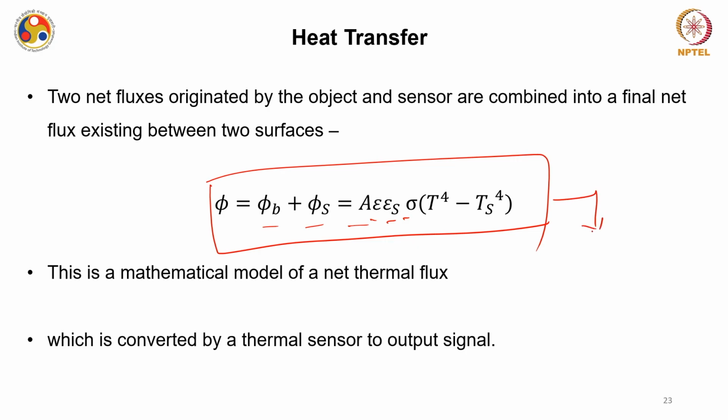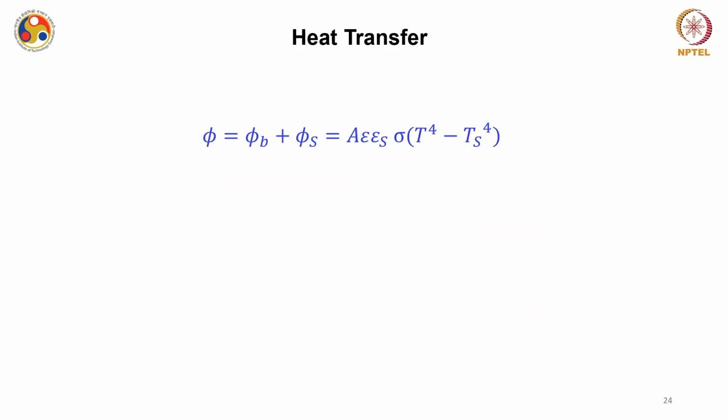This net thermal flux, as we have discussed initially, will be converted by the thermal sensor into the output signal. Therefore, if you see this equation, the sensor's temperature also matters in the total net flux calculation, and that is converted into the output signal. So the output, say if it is in terms of voltage, also depends on the sensor's temperature.